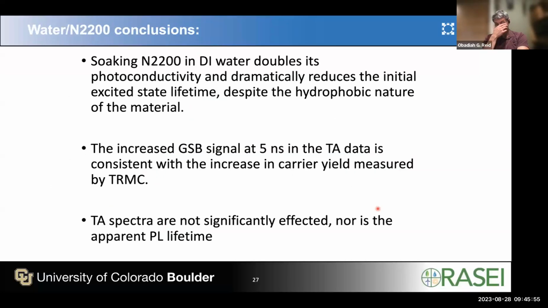So that's where this component of the project stands. Like I said, it's merging with looking at donor acceptor systems, which I'll talk about a bit in the next slide or two. Conclusions are simple so far, right? You soak N2200 in water, it doubles its photoconductivity, you get longer-lived components of the bleach, but it also dramatically accelerates the initial excited state decay.